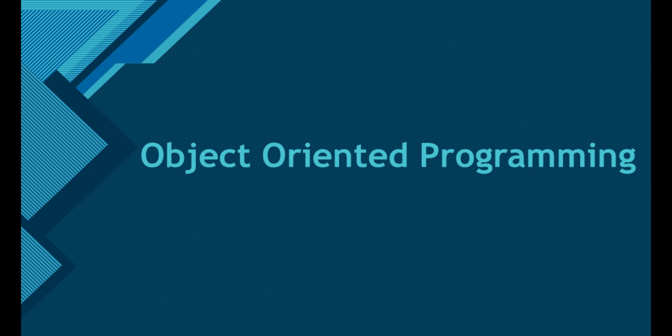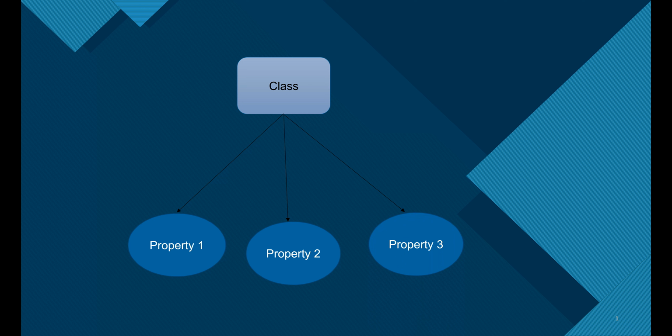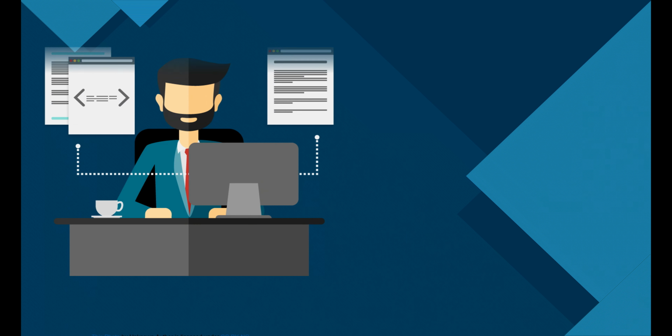Today we are going to discuss object-oriented programming and its main pillars of this wonderful programming concept. Let's get started. Object-oriented programming is a programming paradigm that focuses on the concept of objects, which are instances of classes that contain data and behavior. In OOP, the software is modeled as a collection of objects that interact with each other to perform tasks.